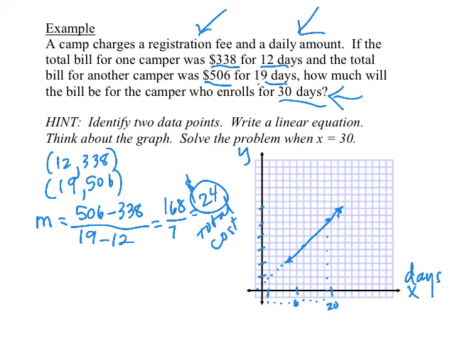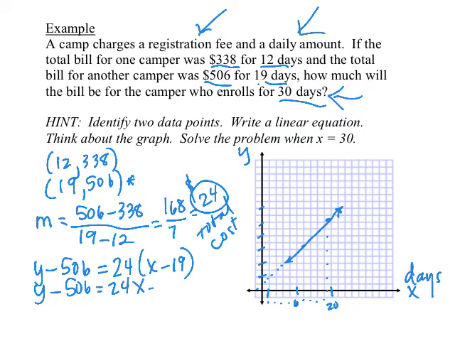Okay, I've got that. Now I've got to write my equation and hopefully find my y-intercept. So I'm going to use point-slope form. I can use either point. Let's see. I'm going to use the second point. y minus y1 equals slope times x minus x1. And let's distribute.